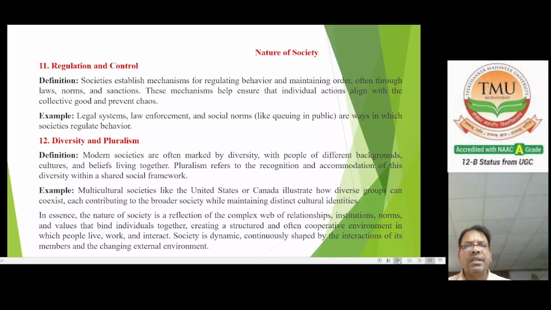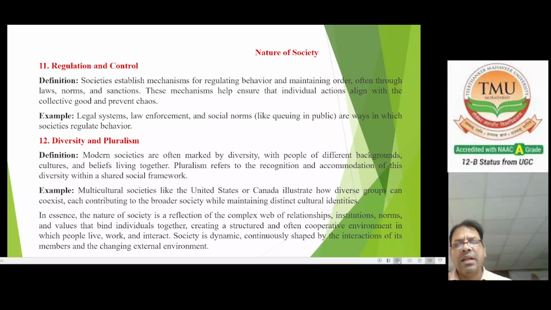Next important feature of the nature of society is diversity and pluralism. Modern societies are often marked by diversity, with people of different backgrounds, cultures, and beliefs living together. Pluralism refers to the recognition and accommodation of this diversity within the shared social framework.